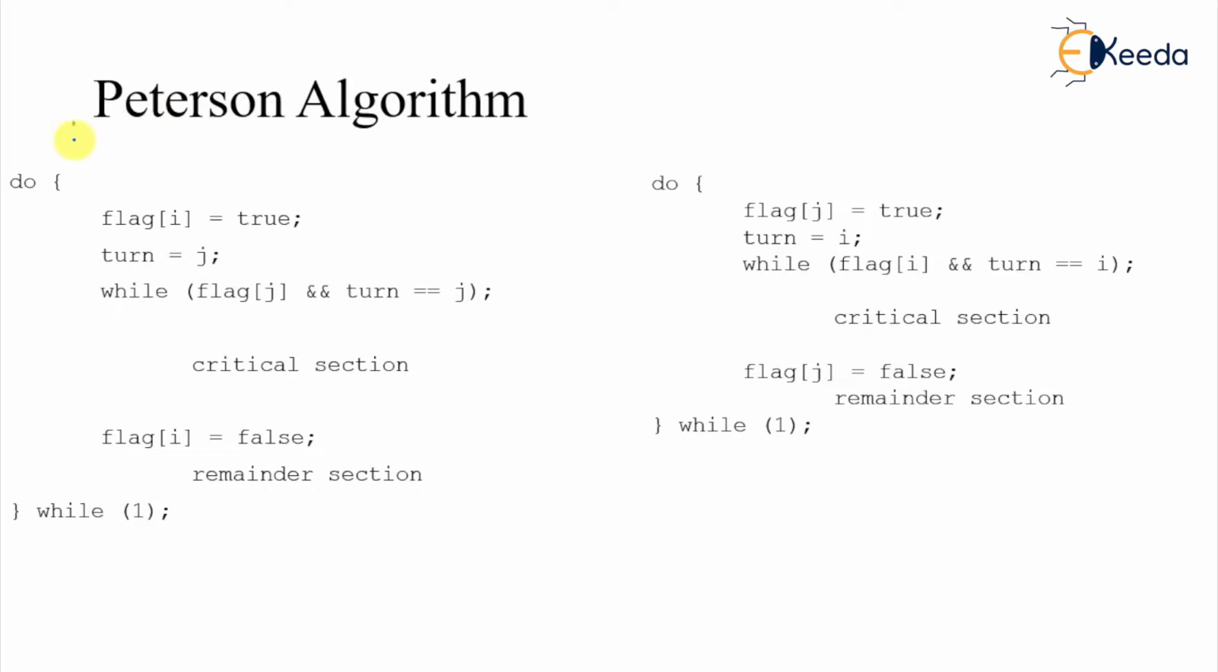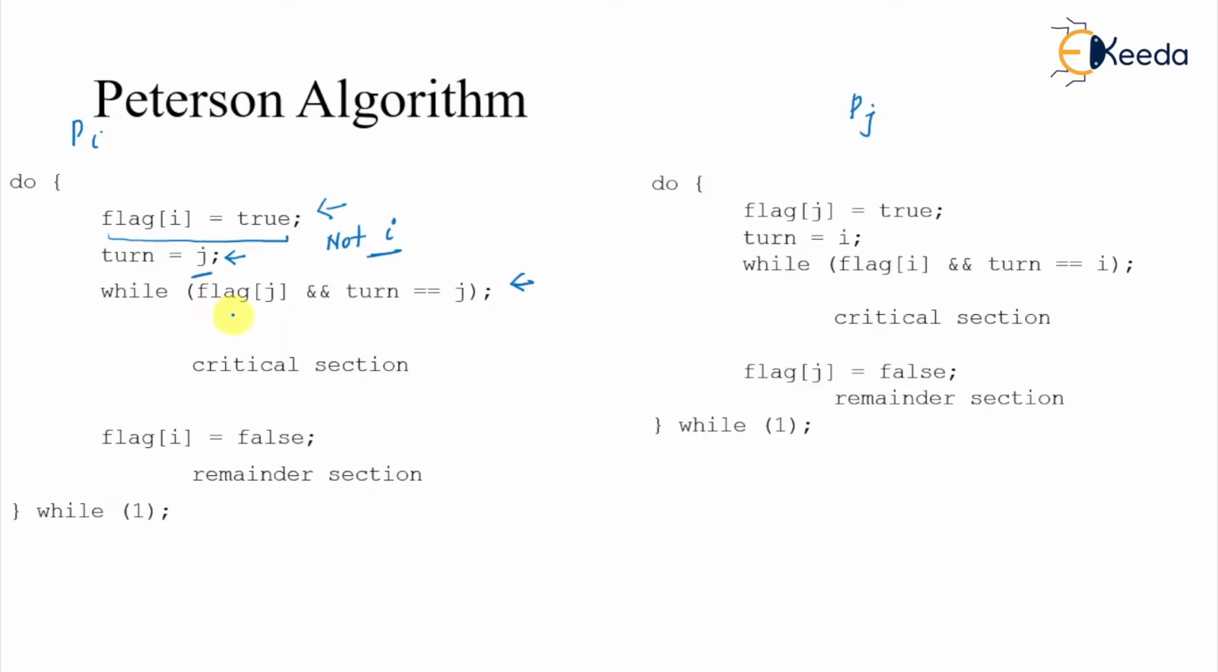Okay, let's see the algorithm. Here it will be visible to you. Look at this. This is my process pi and this is my process pj. Now, pi wants to enter into the critical section, so flag i will be set to true, showing its intention to enter. Then it will take the turn value and set it to j. Remember, j, not i. It will allow the other to enter into the critical section.